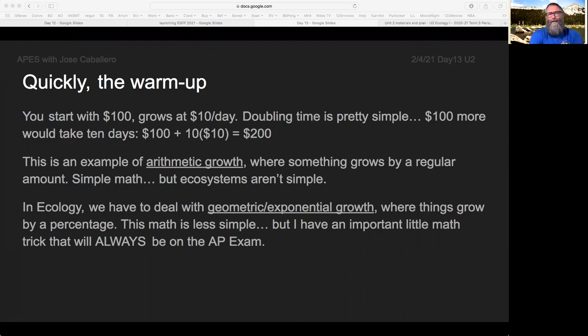I know that we're talking about ecology, but your warm up was about dollars, and I swear it's relevant. I'd like to review the warm up as a way to get to study goal number 7. You start with $100 and it grows at $10 a day. So figuring out the doubling time is pretty easy, right? You got $100, you need 100 more, that would double.